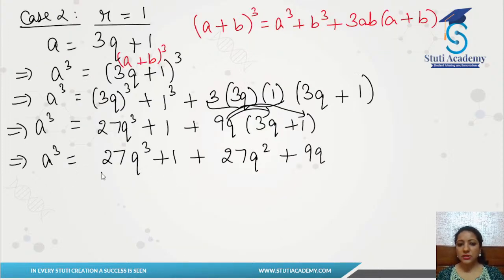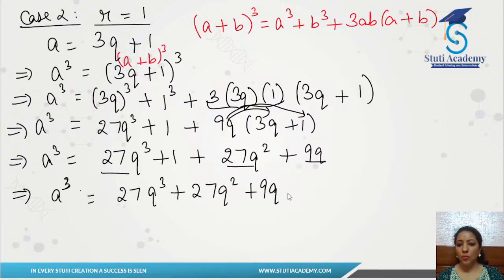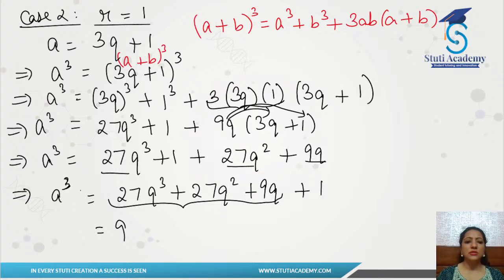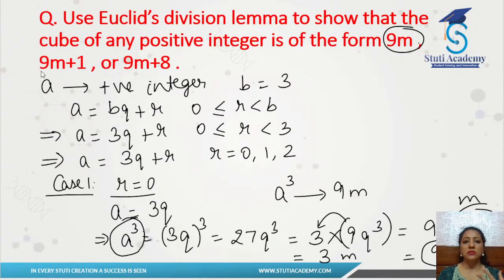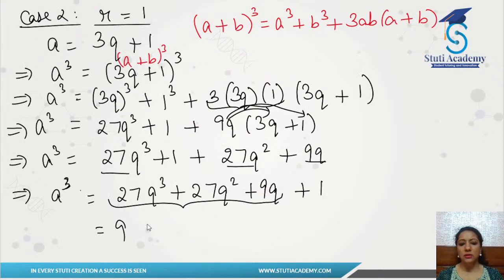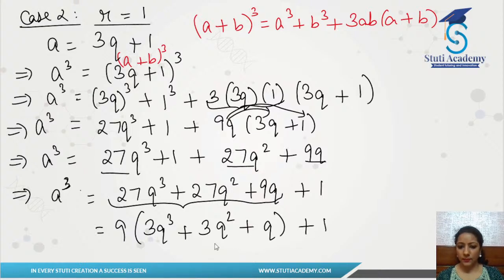So I am rearranging the terms. I am going to take these 3 terms together, and this plus 1 I'll keep it aside. So I'll get a cube is equal to 27q cube plus 27q square plus 9q plus 1. Now out of these 3, I'm going to take 9 common. Please notice q is also common, but that's not required because we just need to write it in terms of 9m plus 1. So only 9 is required. q is not required. I'm not taking it outside. So this is 9 times (3q cube plus 3q square plus q) plus 1.